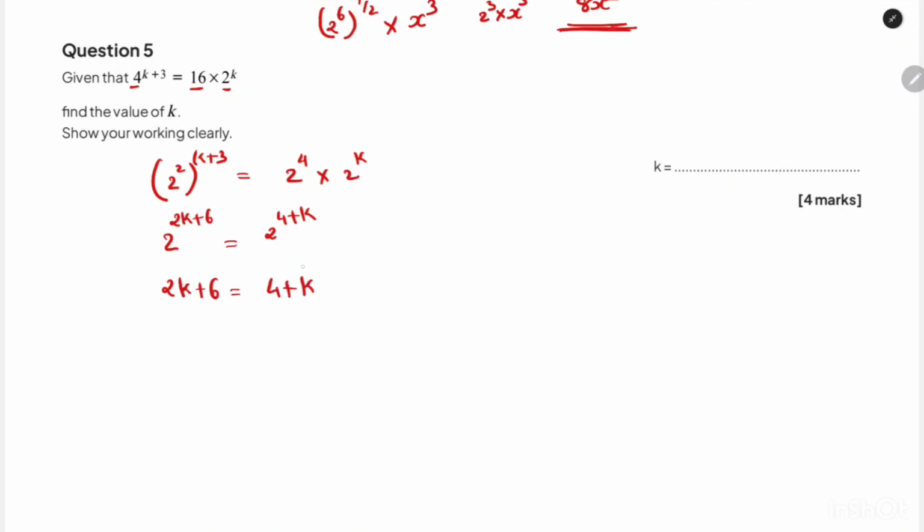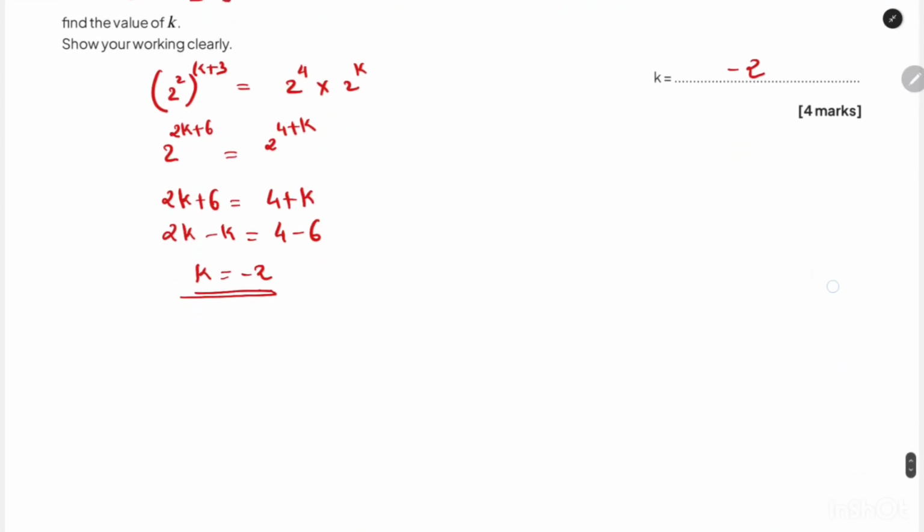Make k the subject of the equation, so this k will go here and become minus k, and the 6 will go here and become minus 6. So 2k minus k is equal to 4 minus 6. 2k minus k is k only, 4 minus 6 is minus 2. So your answer is k is equal to minus 2.